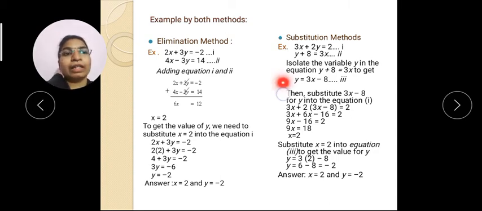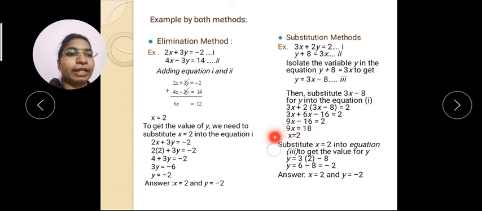Now, this y is equal to 3x minus 8, substitute in equation first. Where the variable y is there, you have to substitute 3x minus 8. After substituting 3x minus 8 into the first equation, what will you get? See the first equation: 3x plus 2y is equal to 2. So instead of this y, we have to substitute 3x minus 8. And after simplification, you will get x is equal to 2.